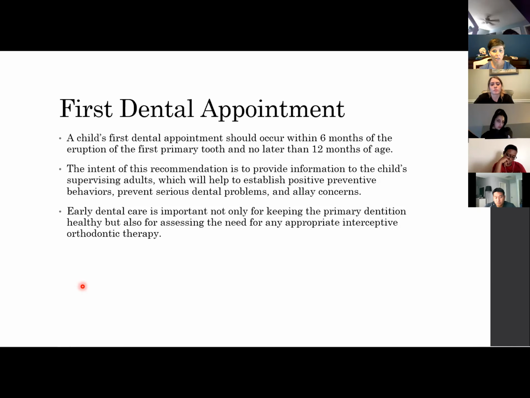The intent of this recommendation is to provide information to the child's supervising adults. It is called anticipatory guidance, which will help to establish positive preventative behaviors and address serious dental problems and allied concerns. So it talks about non-nutritive habits such as finger sucking and pacifier use. It talks about diet and nutrition. There's a whole guideline of information that parents should be getting.